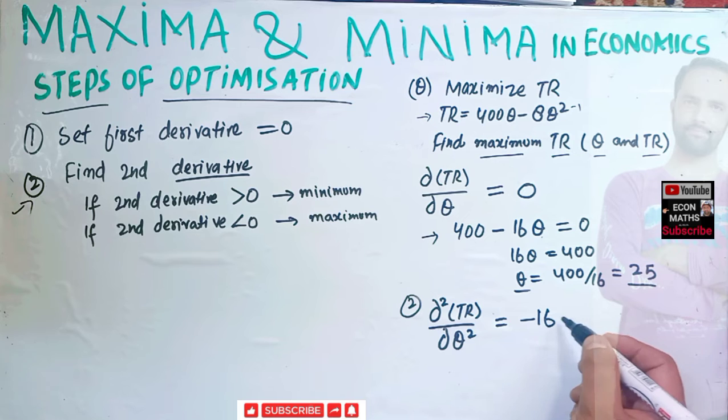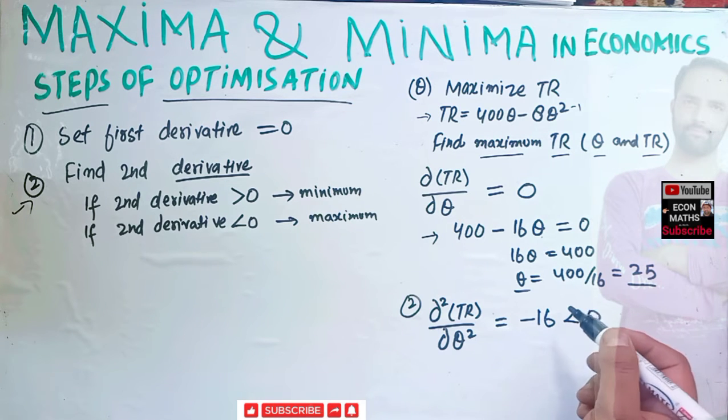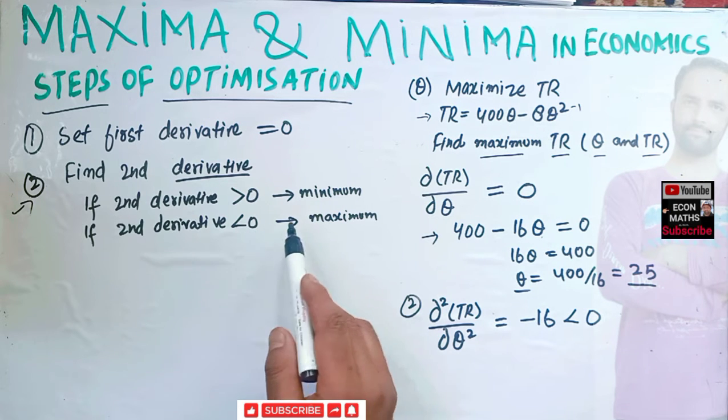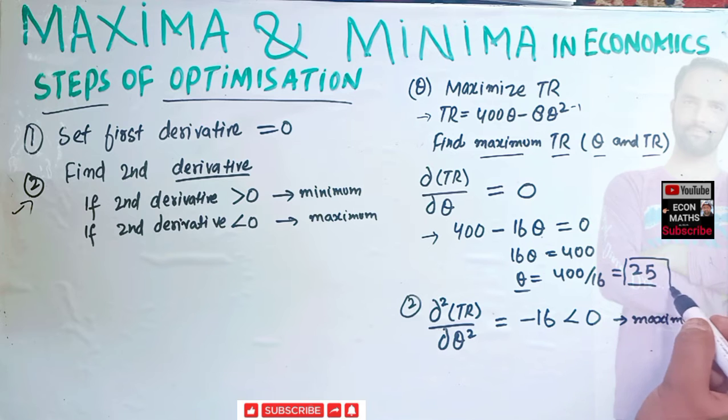Here we can see minus 16 is less than 0. So rules of optimization tell us if second derivative comes out to be less than 0, then we have the maximum. That means Q is equal to 25 is at maximum.